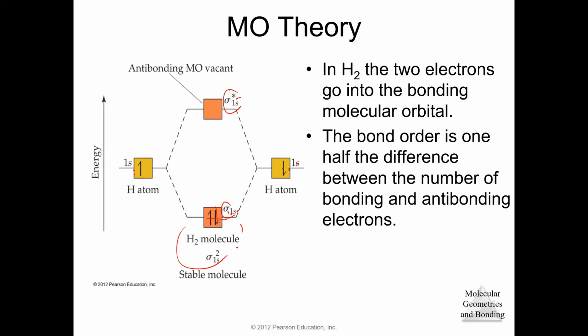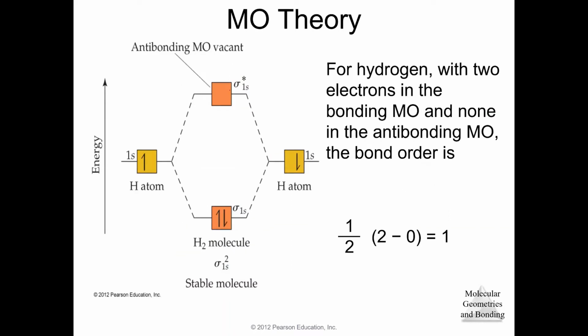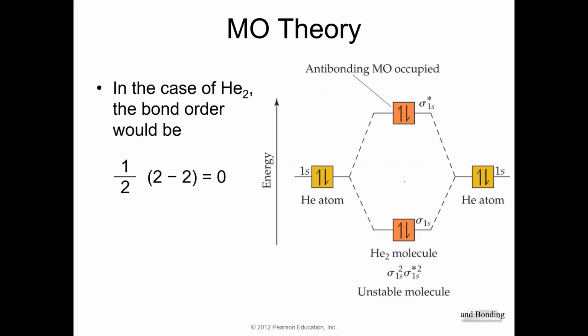All right. Now, if you look at the same thing here, as far as the bond order, the bond order is the number of electrons in the bonding orbitals minus the number of electrons in anti-bonding. So 2 minus 0, because there is 0 here, and that would be 1. That gives you a bond order of 1 for H2, for hydrogen.